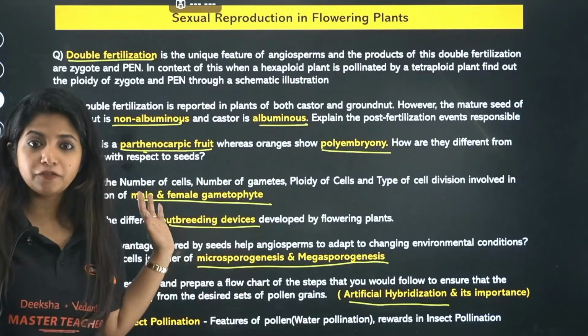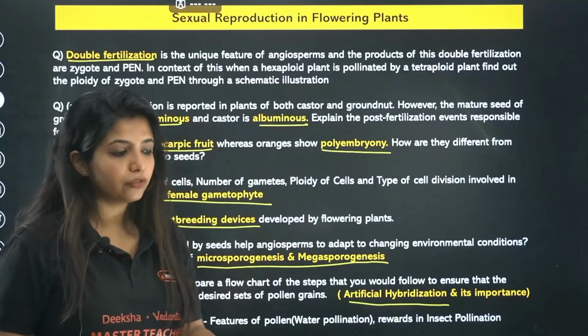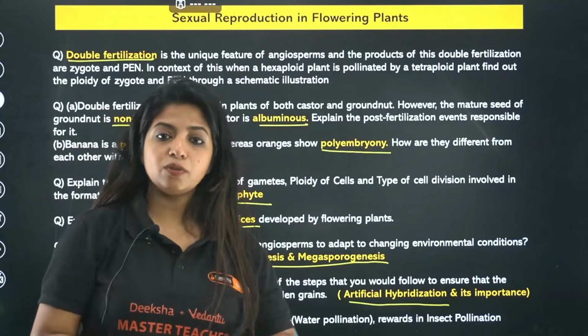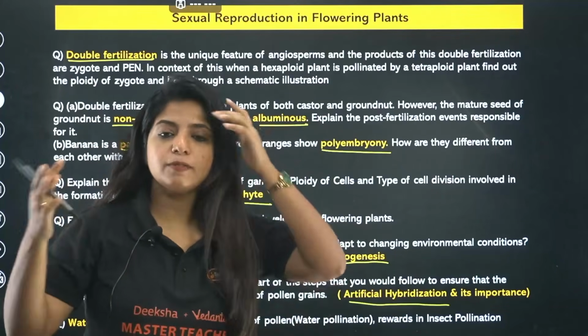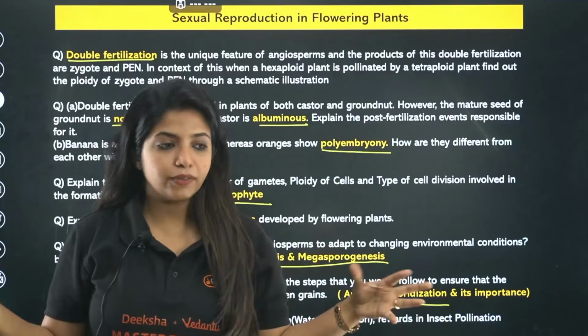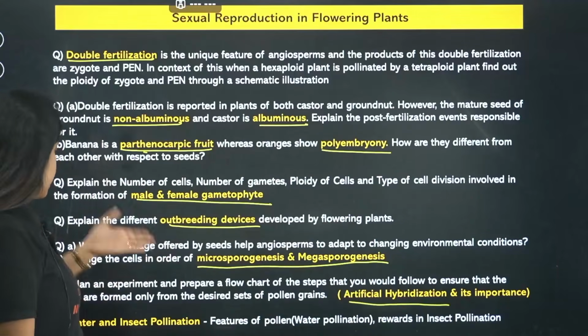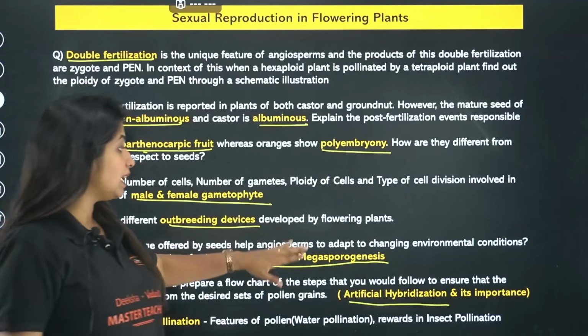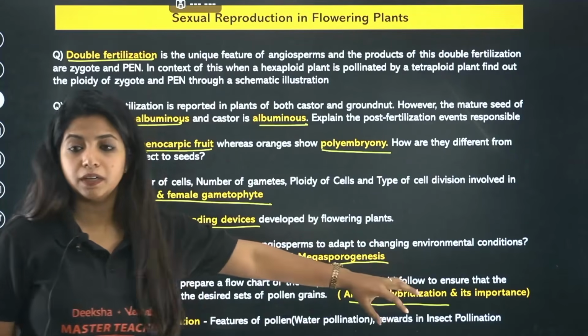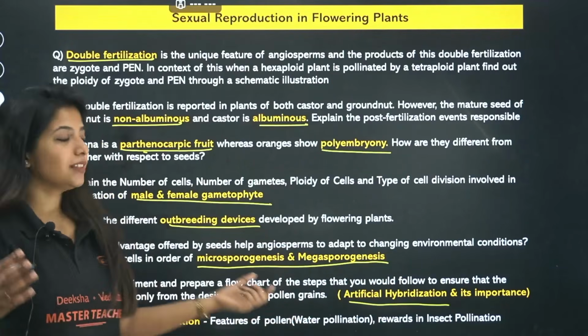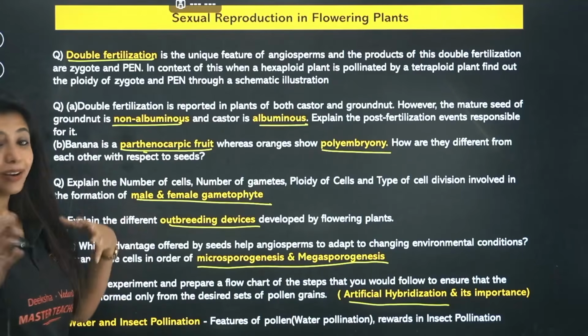Okay, next thing, explain the different outbreeding devices. Straight question. Or they can twist the question and give you, if the plant does not want to do self-pollination, what are the steps that could be used by the plants? So basically you have been asked about outbreeding devices. Next, which advantage offered by the seed helps angiosperms to adapt to changing environmental conditions? That means you have been asked about the importance of seed, the advantages of seed.